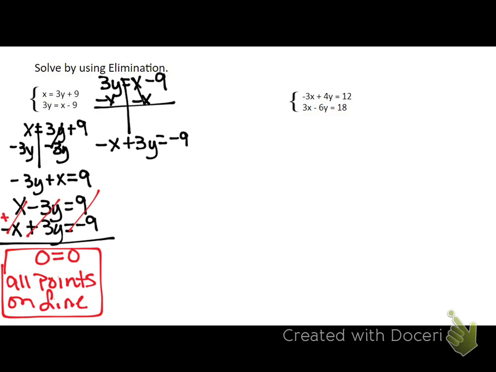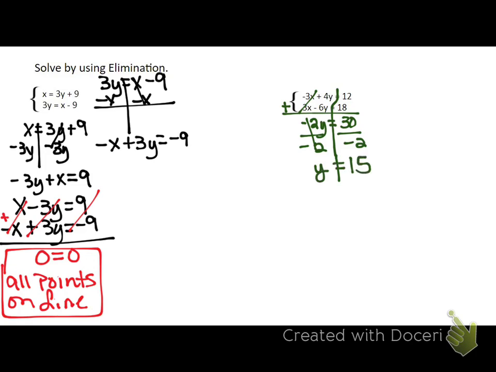Okay, let's take a look at this last one here. Am I going to solve using elimination, either addition, subtraction, or multiplication? What do you think, Ben? I would add. Then the x cancels, and you get negative 2y equals 30. Divide that by negative 2, and you get y equals negative 15.